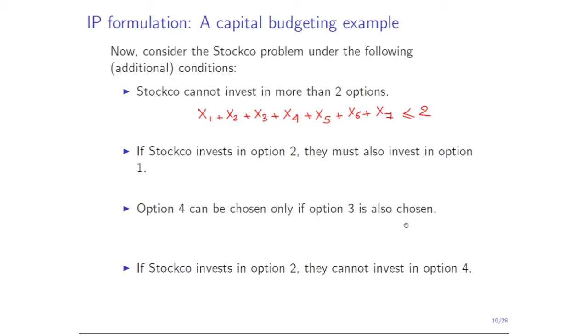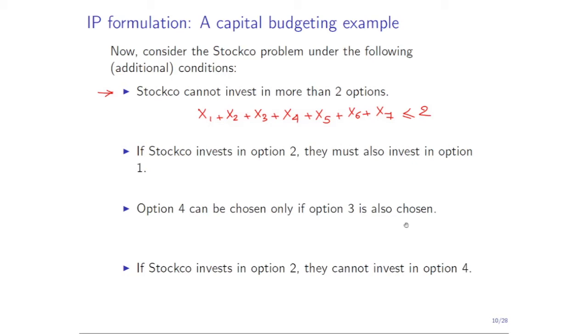It says if the company, this is a new requirement. So when I have the first requirement, in addition to my budget constraint, I just need to add this constraint to my formulation.